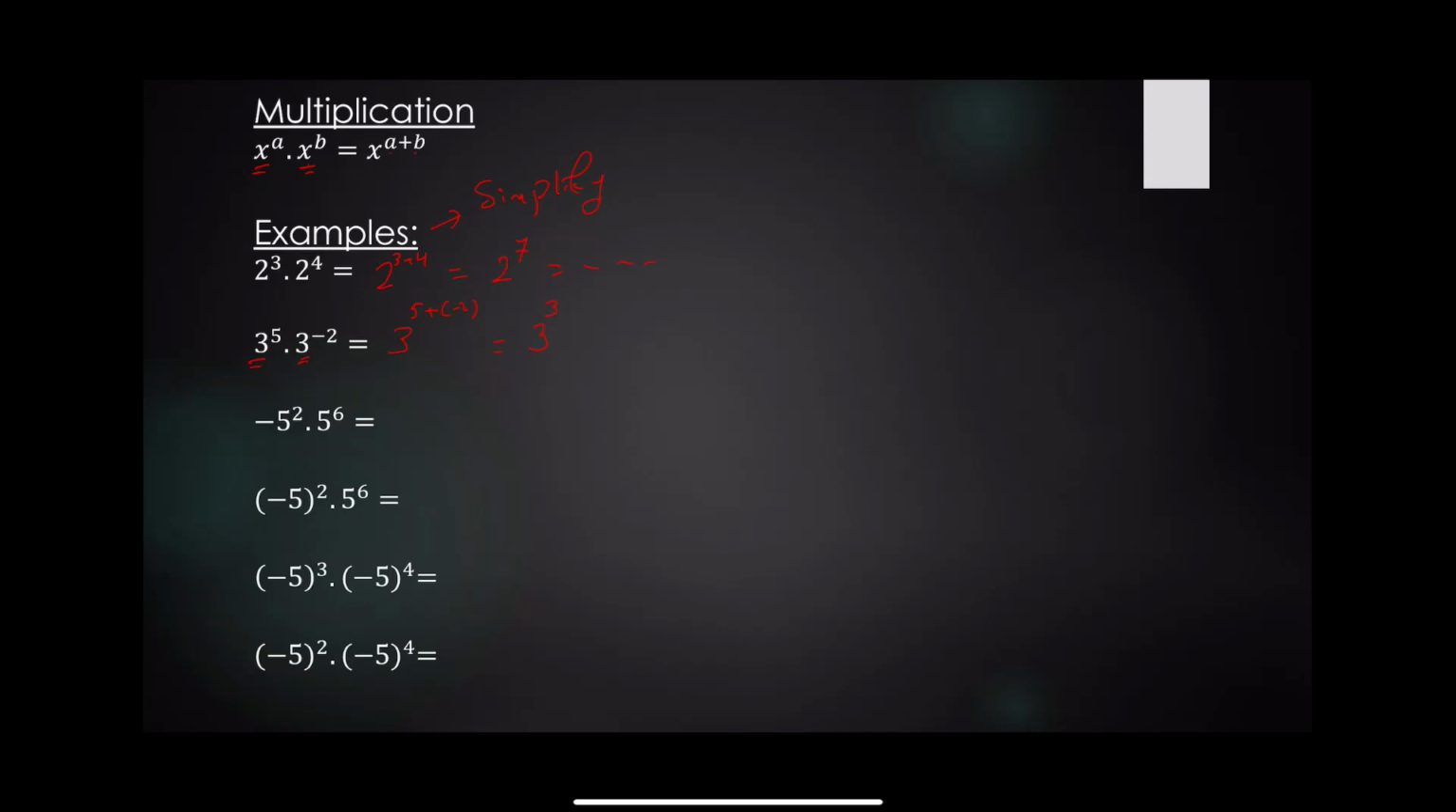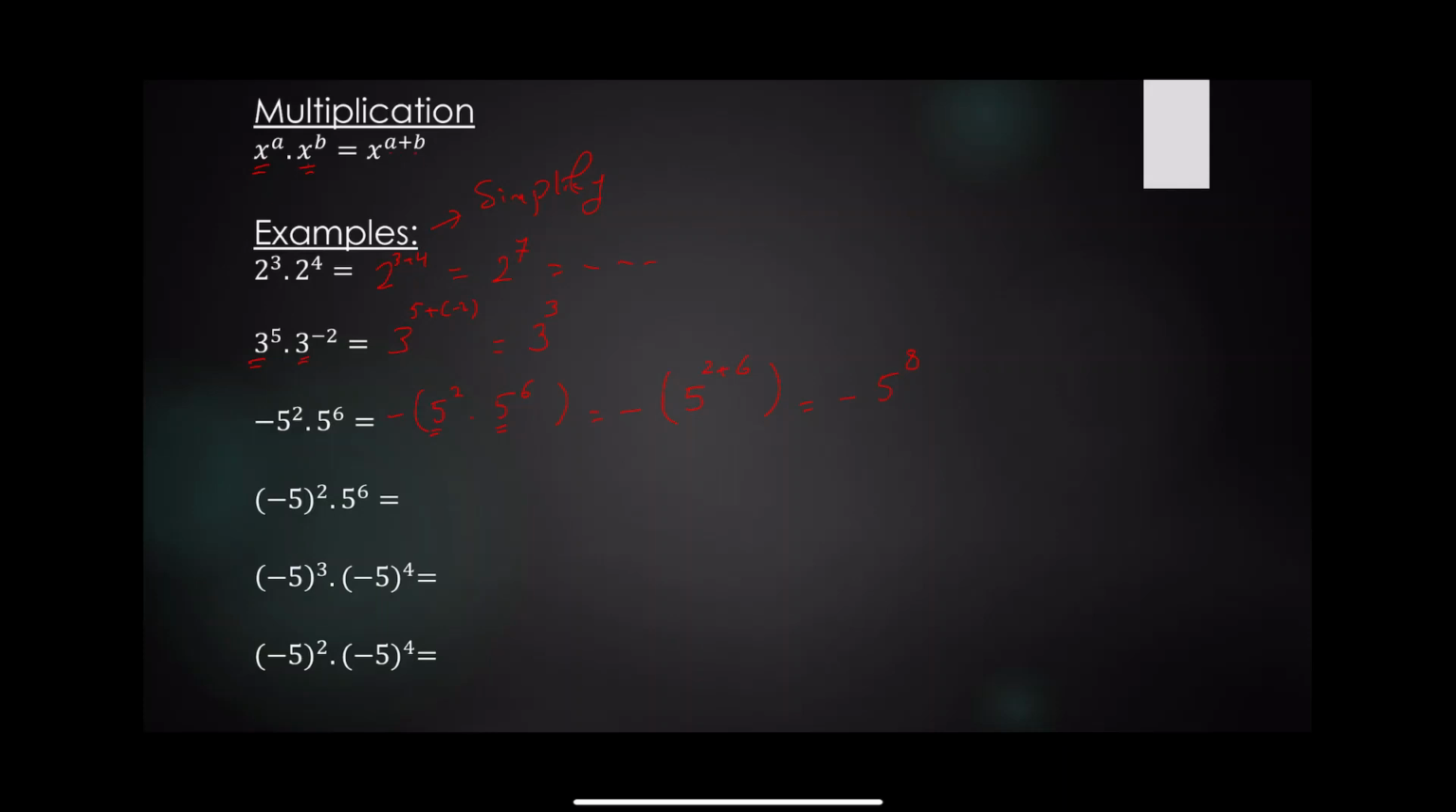Negative 5 to the power 2 times 5 to the power 6. Remember, the exponent is not covering the negative value, so I'll leave the negative outside. And then we can do it like this: 5 to the power 2 times 5 to the power 6. So the negative outside. For 5 to the power 2 times 5 to the power 6, you need to add the powers because the bases are the same. So 5 to the power 2 plus 6, which is negative 5 to the power 8. No need to have the bracket now.